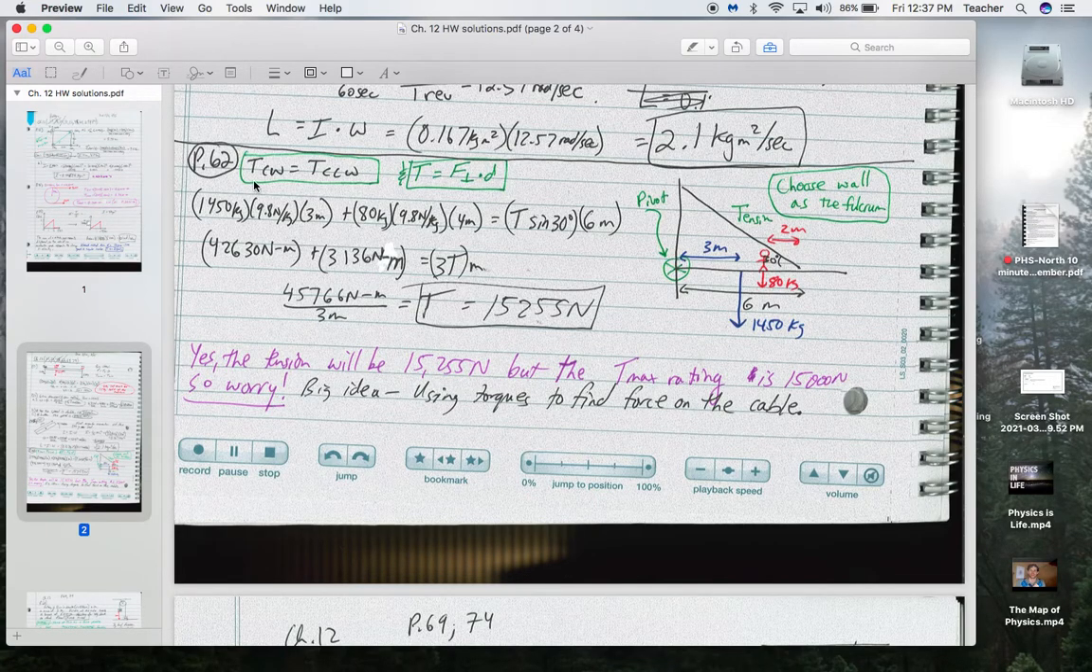So once again, we're going to look at torque counterclockwise equals torque clockwise. I think I have the clockwise part over here.